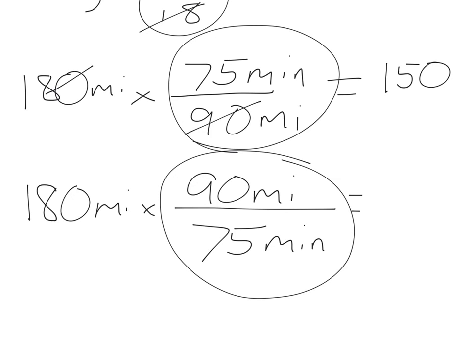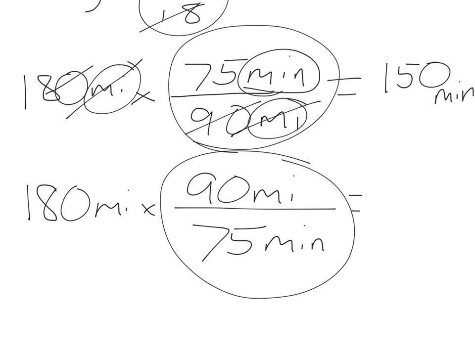Now let's look at our units. So I had miles on top and miles on bottom. It's just like algebra. Letters on top and bottom can cancel, so I can cancel the miles out. And then I have minutes left. Nothing to cancel with minutes, so my final answer will be 150 minutes.